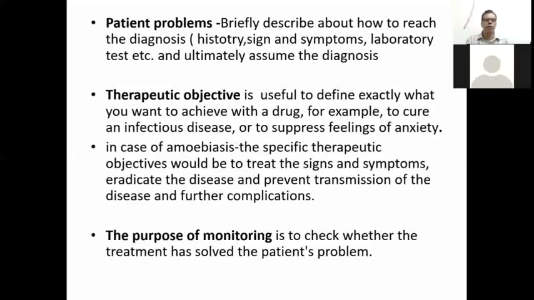So here you can see the patient problem. Briefly describe how to reach the diagnosis: history, signs and symptoms, laboratory tests, the ultimate endgame of diagnosis. Like that, in amoebic dysentery, we have passing of stool with mucus and blood, tenesmus, pain, and all these things. The therapeutic objective is useful to define exactly what you want to achieve with the drug, for example, to cure an infectious disease or suppress the feeling of anxiety.